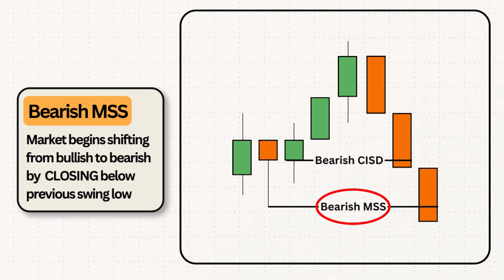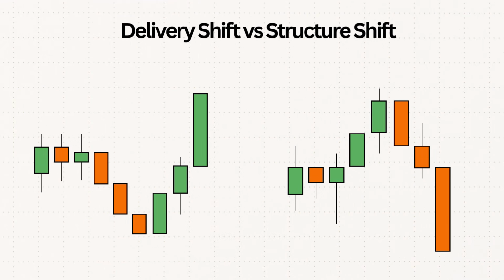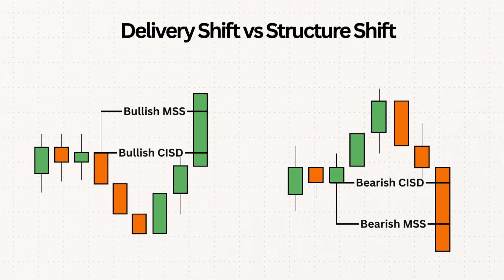And one thing I want you to notice is that many times a CISD actually forms before the MSS happens. The CISD acts as a first warning sign that delivery may be changing, and then the MSS provides additional confirmation that the market structure itself may be shifting direction. However, in some cases, strong momentum can cause both the CISD and MSS to happen almost simultaneously through a single displacement candle like this.